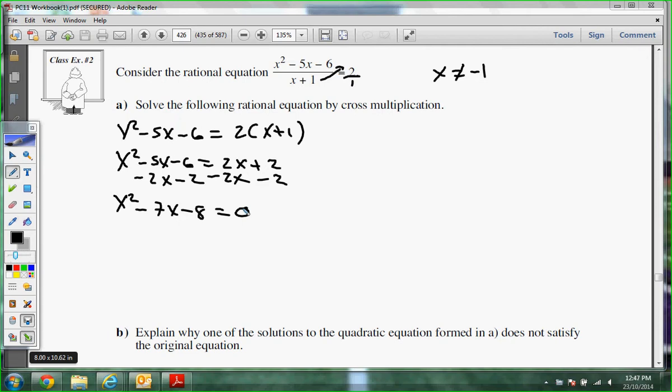All right, and Lindsay, what does this factor to? What are factors for 8 that are 7 apart? Good, negative 8 and positive 1, right on the nose.